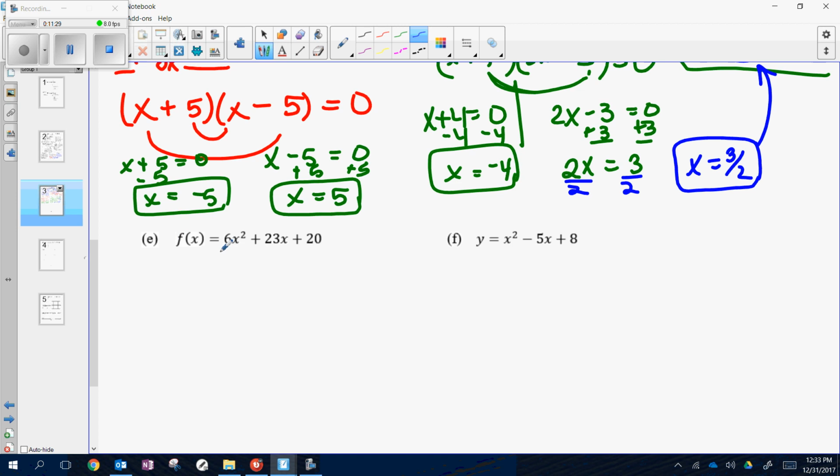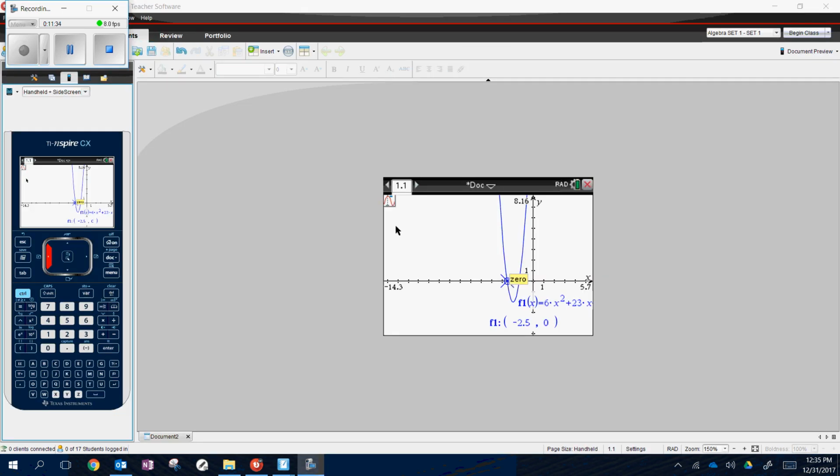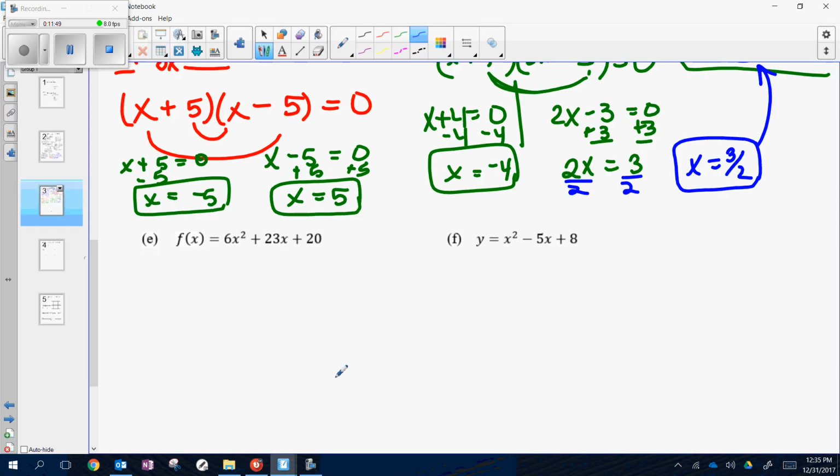All right, I'm going to take a minute and graph 6x squared plus 23x plus 20. So this one's a little bit awkward. Both of the zeros are fractional numbers or decimals, -2.5. And the other one, I'm using trace, but my calculator's not cooperating. The other one was at -1.333. So x equals -2.5 is -2 1/2, or -5/2. I'm going to use that to help me create my factor.